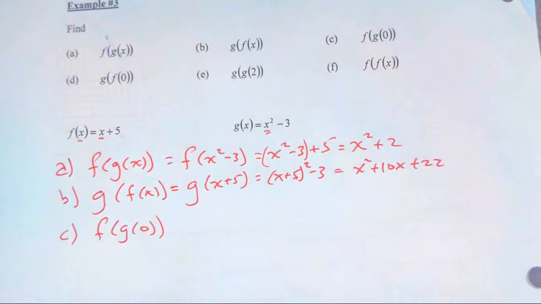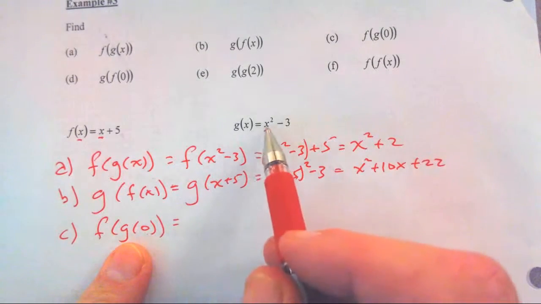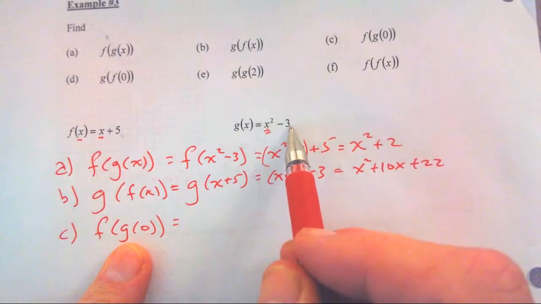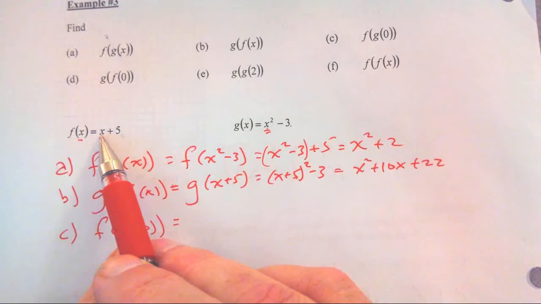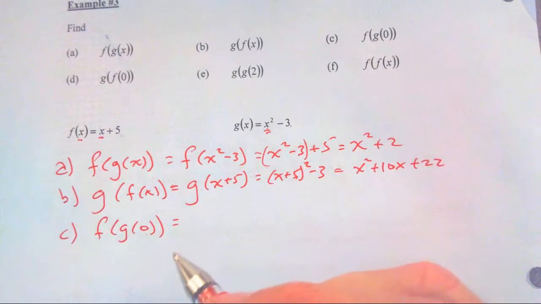C. F of g of 0. I want you just to take a second, figure that one out in your head. Hands when you got it figured out. Okay, how about this? Raise hands if you did this. You put 0 in g and got negative 3, put negative 3 here and got 2. Raise your hand if that was the process you went through.